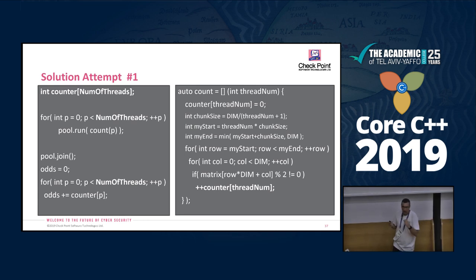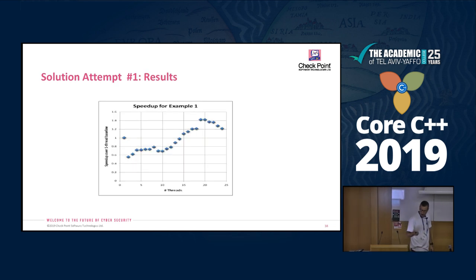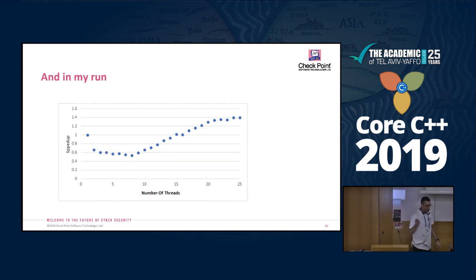And the first reason that I really, really like this example is that most people that did not see this code will pass it in code review. Very, very few people that I saw so far would not have passed this one in code review. But that's the result. That's the speed up. That's what Herb Sutter published, and I ran it also, and the results are very, very similar.